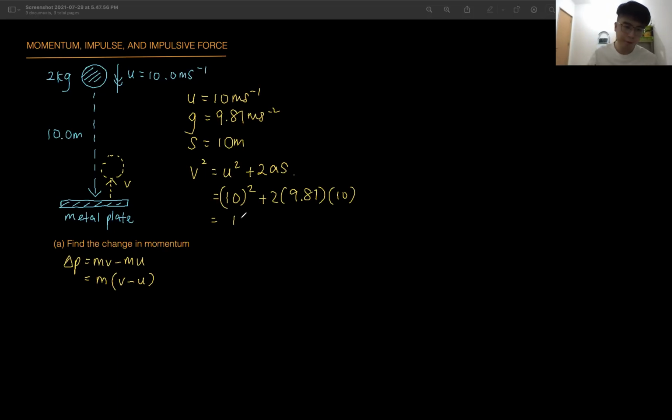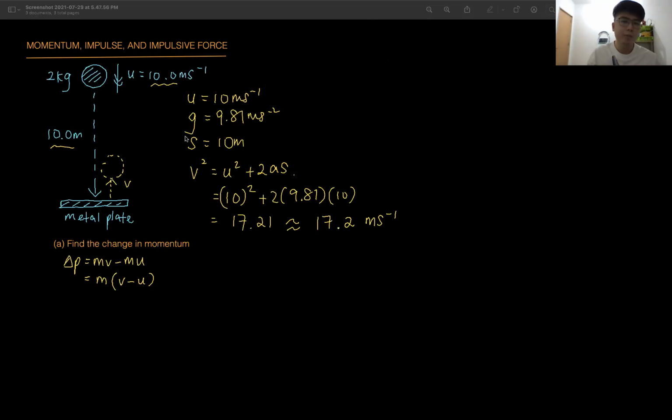17.21. Because all are in 3 significant figures, I approximate it as 17.2, also 3 significant figures. So this 17.2 m/s is the velocity before it hits the metal plate.